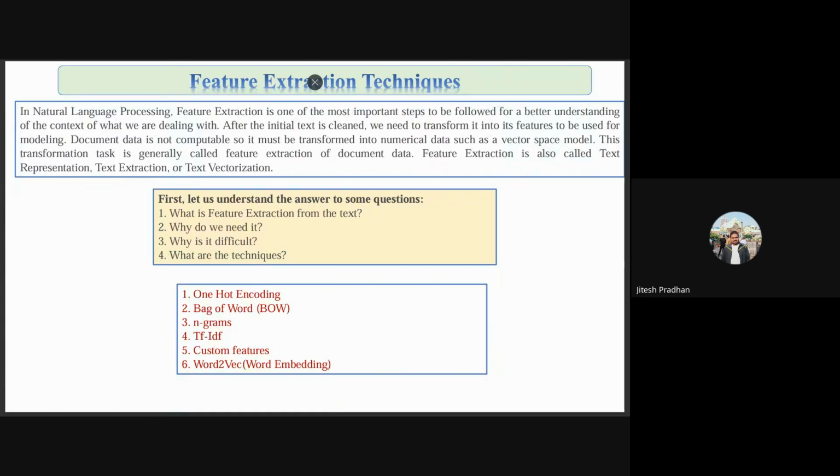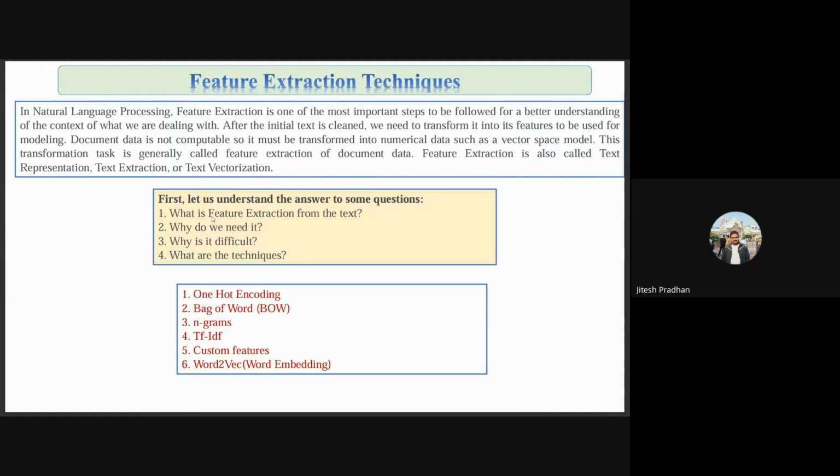All of you know what a feature is. Basically, a feature is some pattern or meaningful information that can represent the entire text in a small dimensional space. In NLP, feature extraction is the most important step because we train the model based on the features. A feature is meaningful information or a meaningful pattern that we try to extract from the data so that it can be fed into the machine learning model for training. Feature extraction is also called text representation, text extraction, and text vectorization.